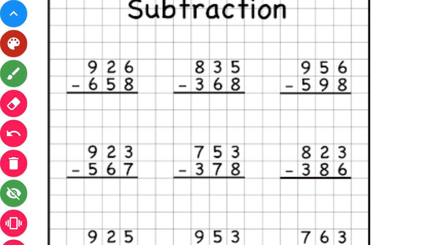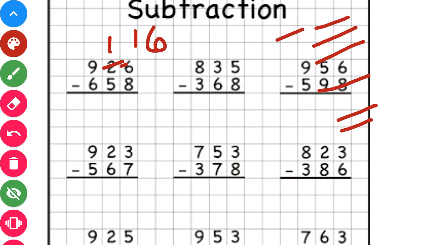Can we subtract 8 from 6? No, we can't do that. So this 6 will take a borrow from 2. This 2 will become 1 and this 6 will become how much? 16. Now count after 8 to get 16: 9, 10, 11, 12, 13, 14, 15, 16. How much? 8.